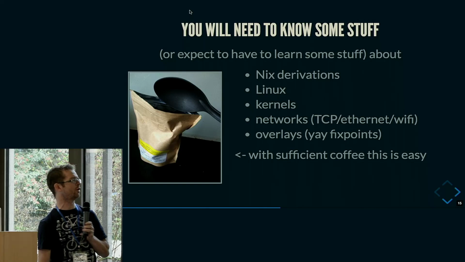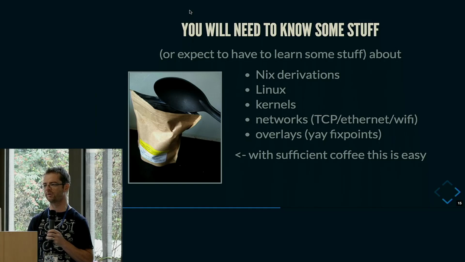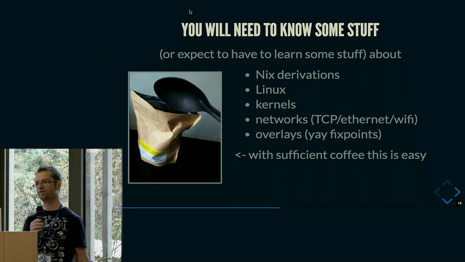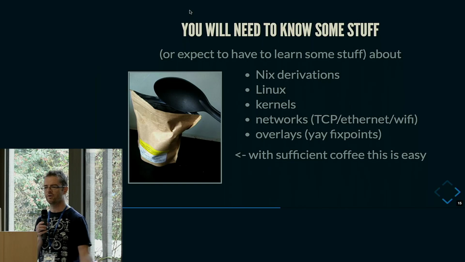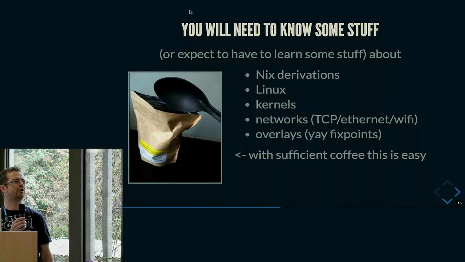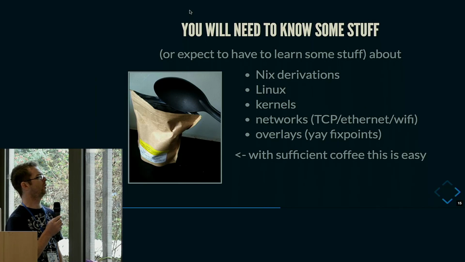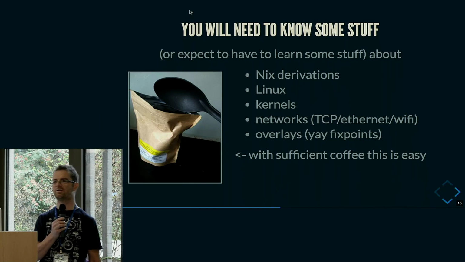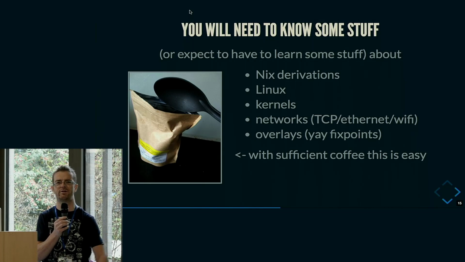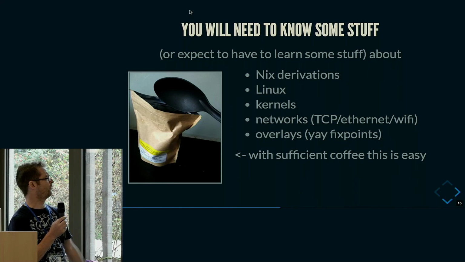There are things I have learned along the way that if you wanted to get into it, you would also end up learning sooner or later. How to read and write Nix derivations, stuff about Linux, stuff about how the kernel is put together, things about networks, switches, TCP, Ethernet, what's a MAC, what's a PHY, overlays, fixed points. Fixed points are awesome. I know enough to hand wave about them. I don't know enough to explain them, so I'm going to do some hand waving in a minute. If you have enough coffee, the rest of it is easy.